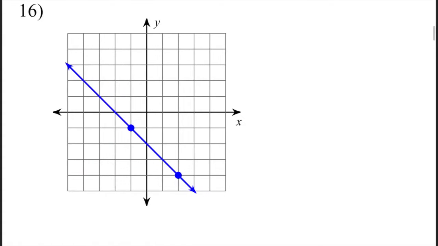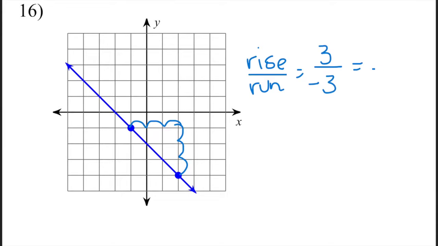And for number 16, starting at the bottom, our rise is 1, 2, 3. Our run is 1, 2, 3. And I'm going left, so that's negative. Our slope for this line is negative 1.